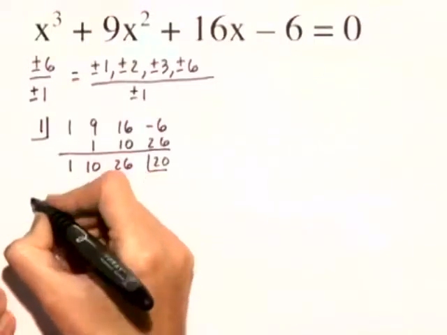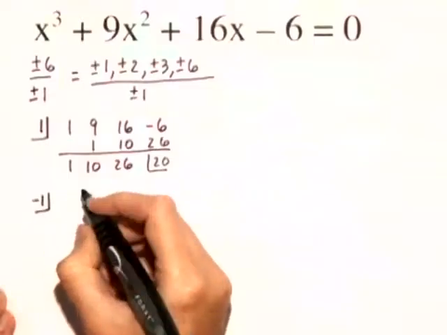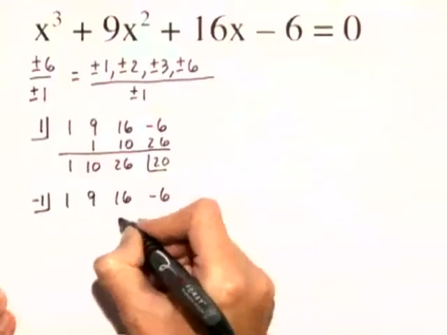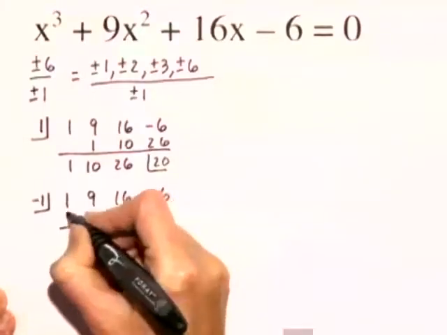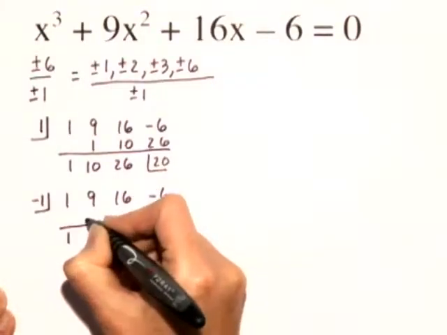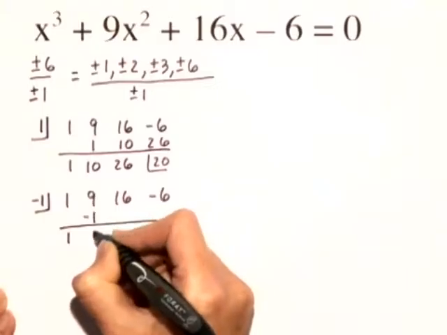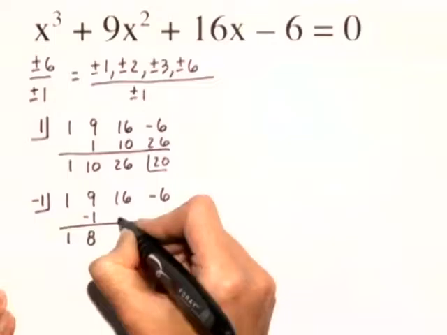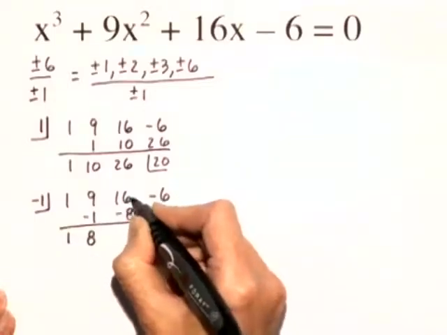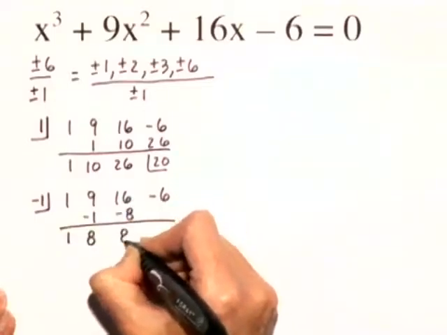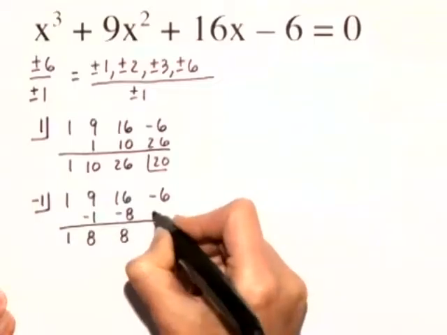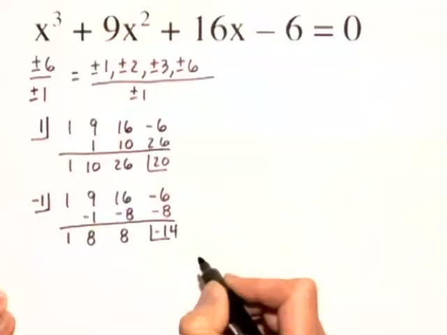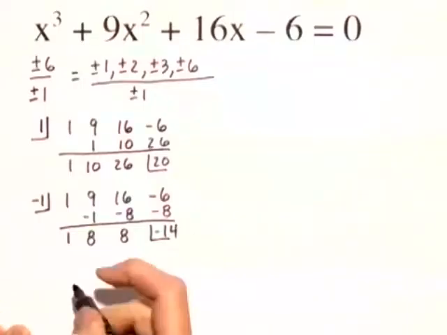So let's try negative 1. 1, 9, 16, negative 6. Bring down the 1. Negative 1 times 1 is negative 1. When we add 9 plus negative 1, we get 8. Negative 1 times 8 is negative 8. When we add 16 plus negative 8, we get 8. Negative 1 times 8 is negative 8. In this case, our remainder is negative 14. So negative 1 doesn't work.